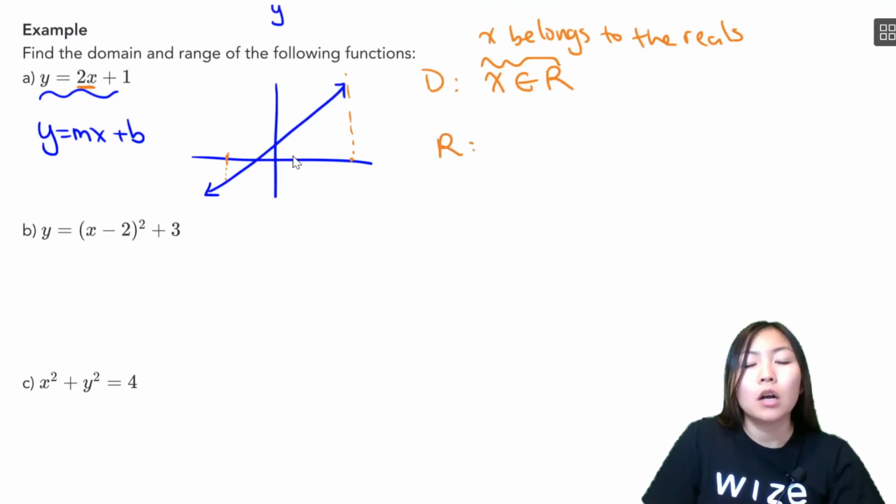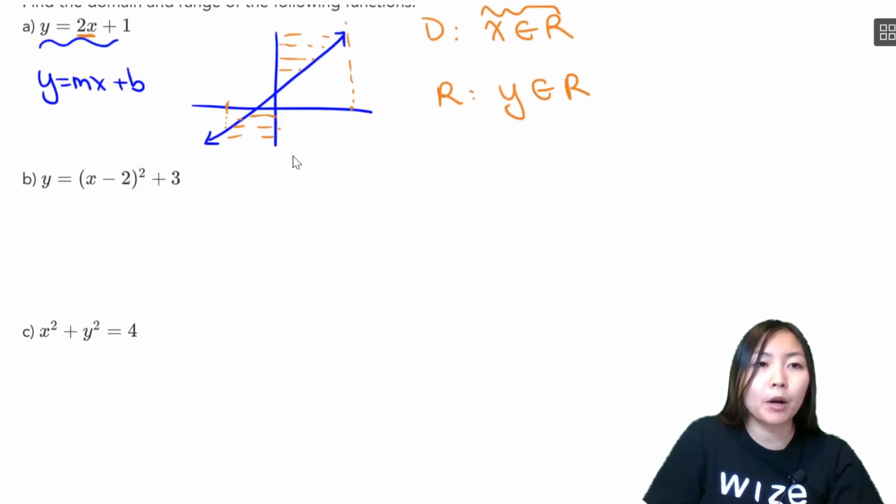How about the range? Well, this extends forever and ever, so eventually it's going to hit every single possible y value out there, right? All the positives, all the negatives. So the range is y belongs to the real. Now let's move on to the next one, part B.